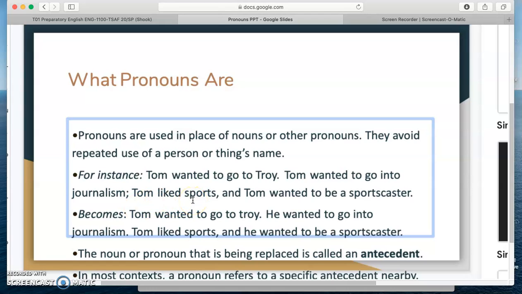Now, the noun or pronoun that is being replaced is called an antecedent. So in the case of Tom, the journalist, and going to Troy, Tom is our antecedent, and he, of course, is the pronoun. So whenever you hear the phrase pronoun antecedent or pronoun antecedent agreement, this is what is being referred to. He is the pronoun, but Tom is our antecedent.